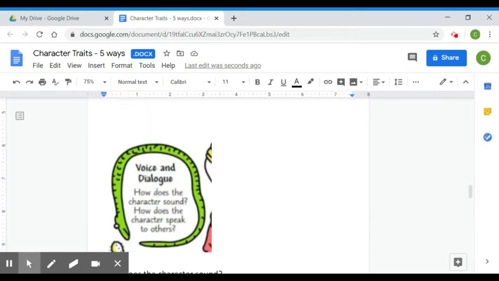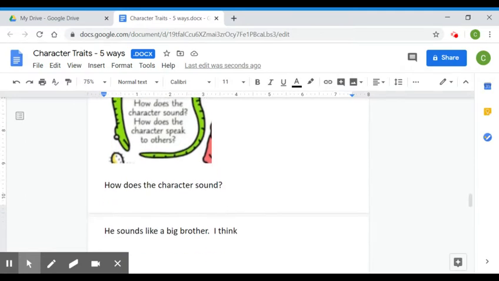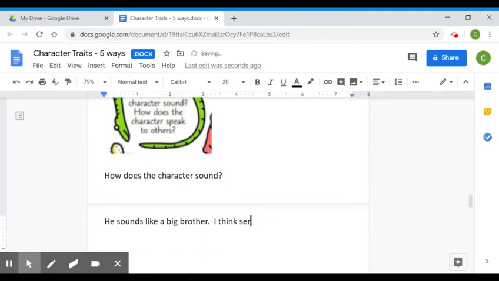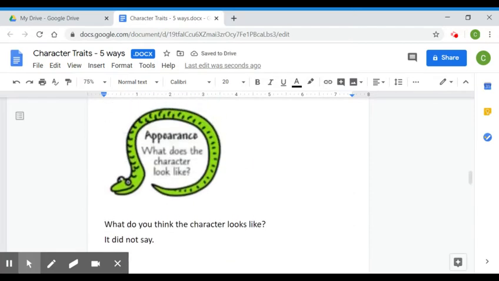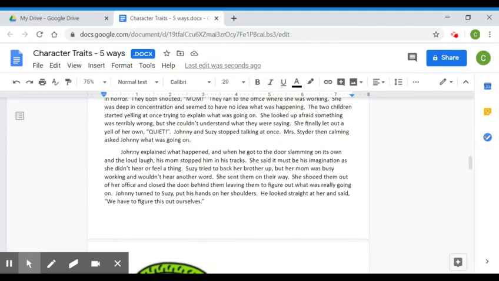So, voice and dialogue. What do you think he sounds like? I think he sounds like a brother. I think he sounds serious. And where do I get serious from? So when I go up here, I say, well, hold on, where does it say he sounds serious? Well, right here, he looked straight at his sister and said, we have to figure this out for ourselves. Does that sound serious to you? I think it does to me.